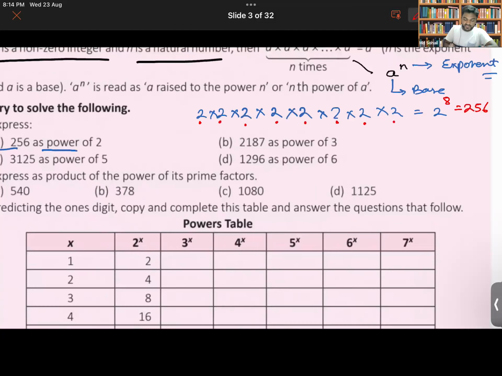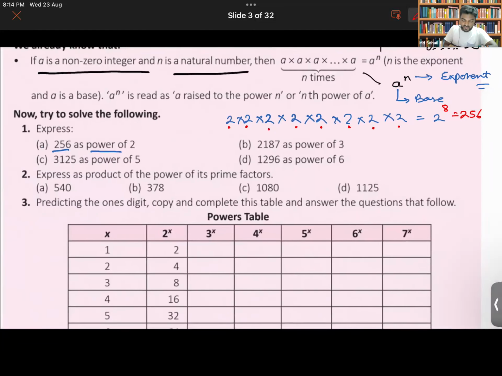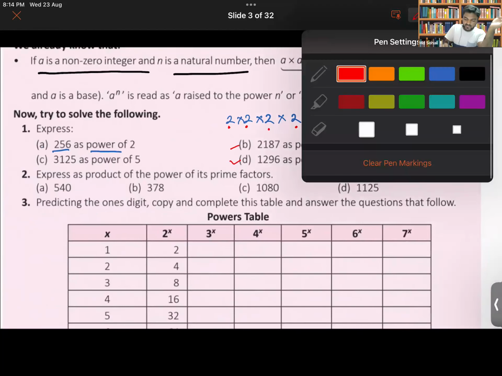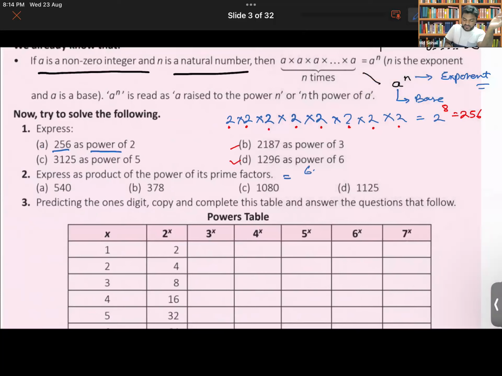Okay. Likewise, represent the other numbers also. Take question D, and take question number B. Solve this quickly. Sir, won't it take too much time? No, it should not take too much time. Simply, your multiplication power has to be good. 6 into 6, 36, 36 into 6, 216, 216 into 6, 1296, like this, right?